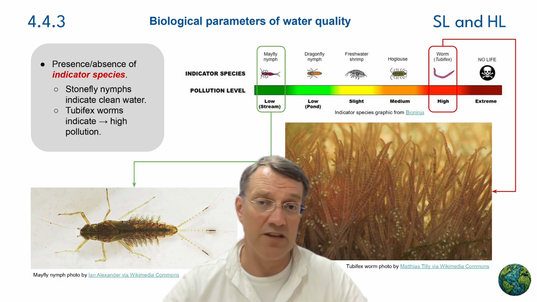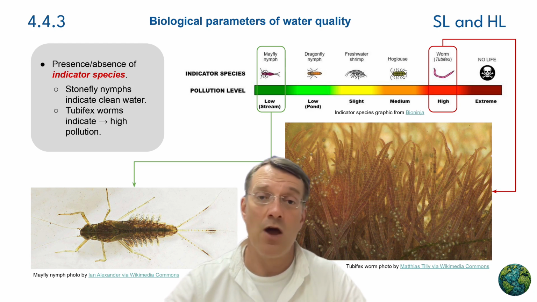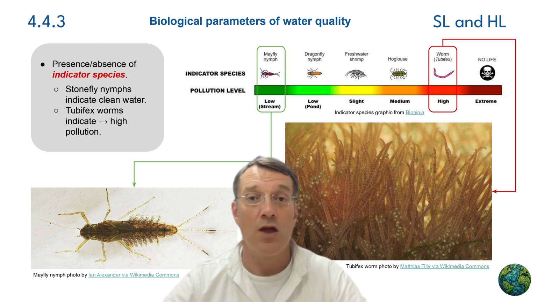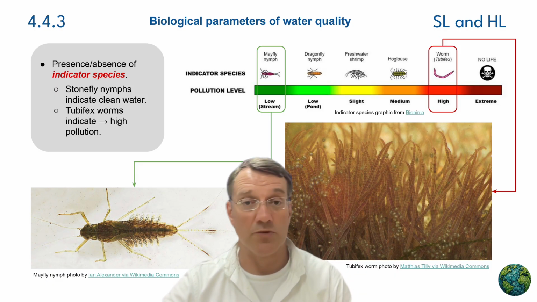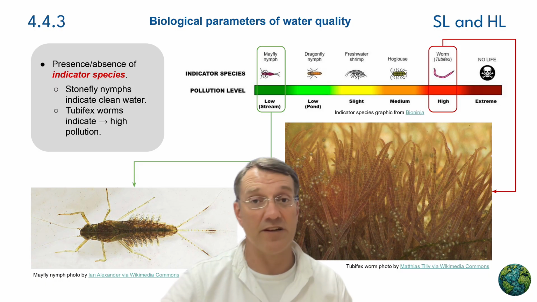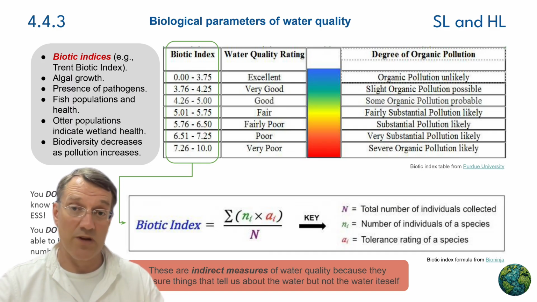The chart shows this gradient pretty clearly, with different organisms appearing as pollution levels change from low to extreme. Where mayflies thrive, water's healthy. Where only tubifex worms survive, water quality is pretty severely degraded. Beyond indicator species, we use several other biological parameters. Biotic indices like the Trent Biotic Index that's shown here can provide numerical scores based on which organisms are present.